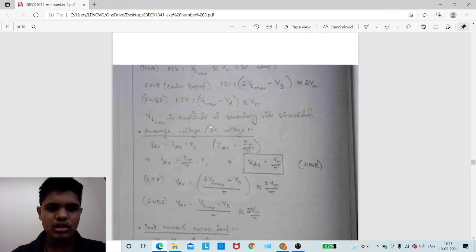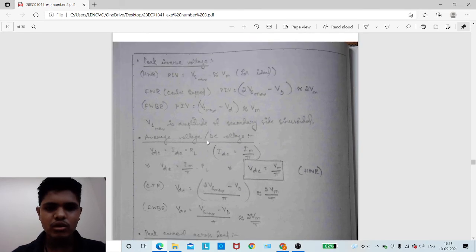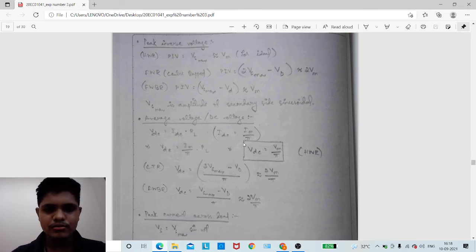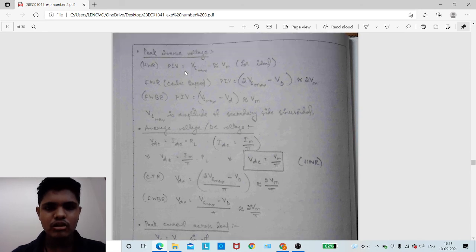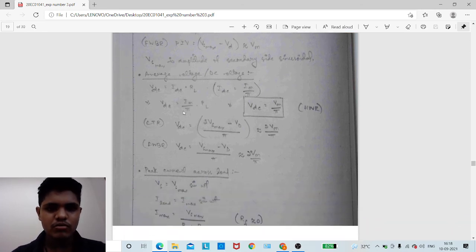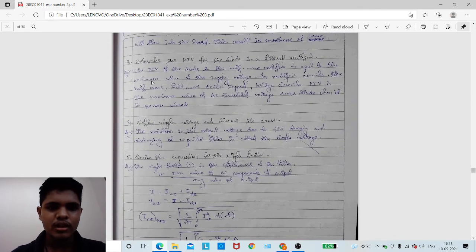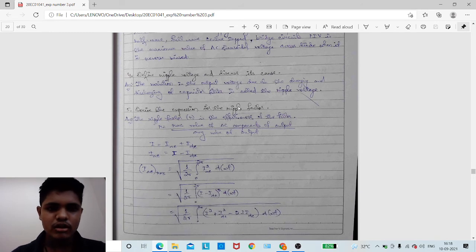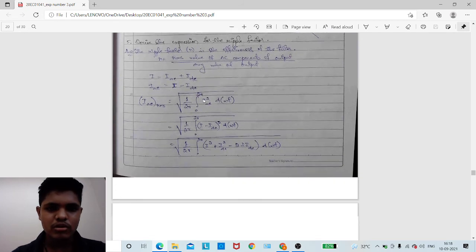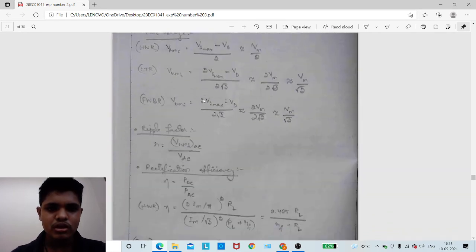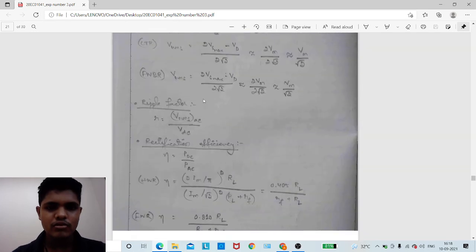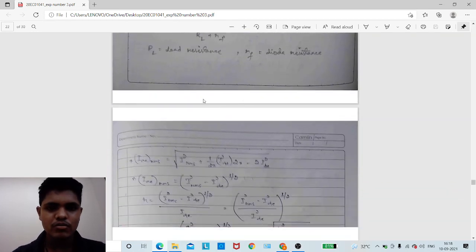These are the formulas we have used in the experiment to find the peak inverse voltage, average voltage, and peak current across the load. Likewise, the questions: determine the PIV for a diode in a filter rectifier. Define ripple voltage and discuss its cause. Derive the expression for ripple factor. Again, these are the formulas we have used in this experiment for the calculation.